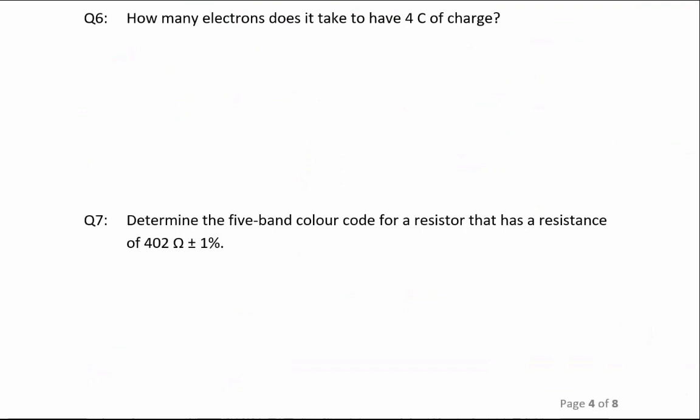So here we have a question, in question 6: how many electrons does it take to have 4 coulombs of charge? Well, we're given the charge is equal to 4 coulombs. Okay, and when we calculate the charge, how do we calculate the charge? We look at the number of electrons divided by the number of electrons per coulomb, which is 6.25 multiplied by 10 to the power of 18, and that's electrons per coulomb.